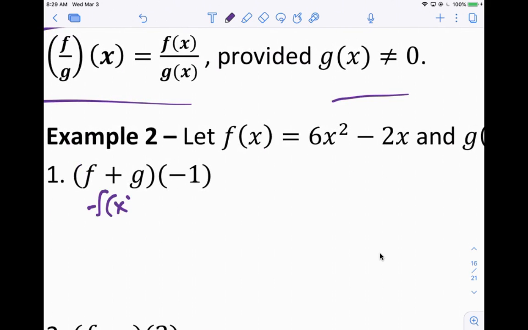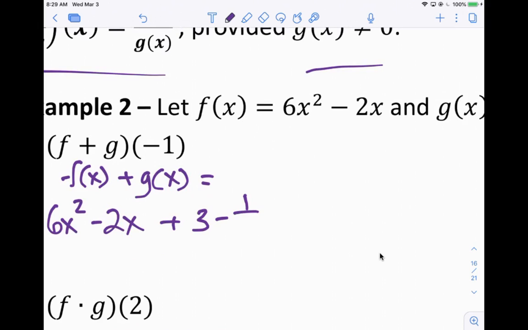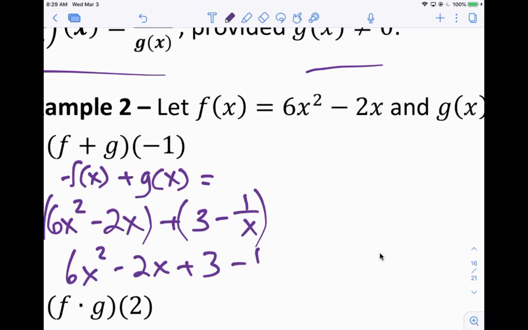F of x plus g of x, which would be 6x squared minus 2x, plus our g of x function, 3 minus 1 over x. Now notice I didn't bother putting in parentheses because parentheses are unnecessary. I could put them in, but what's going to happen? I'll just take them back out anyway. This is actually going to end up being our function. I don't know if you noticed, but there is not a single like term here to be combined. So this is our f plus g of x.